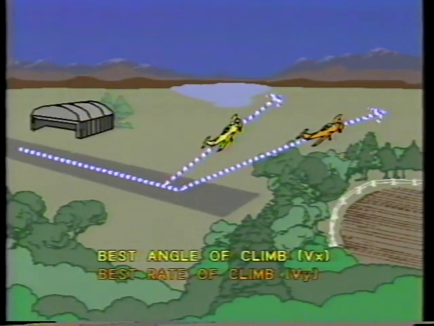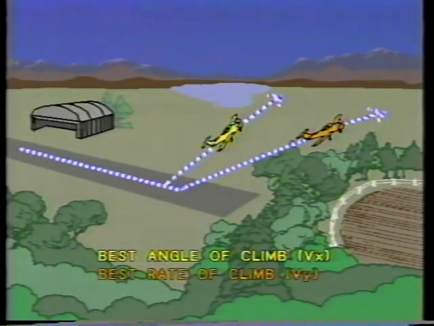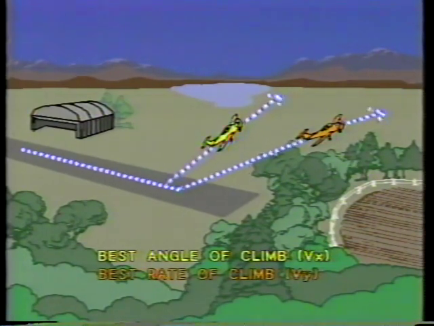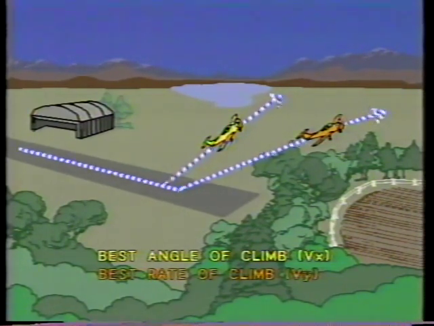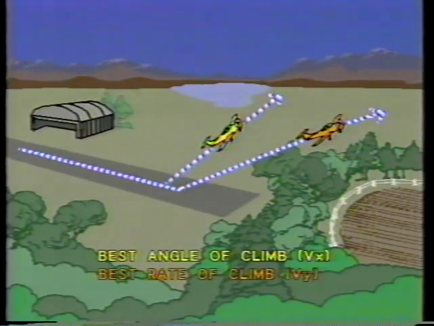But when there are obstacles at the end of a runway, you may elect to use Vx, the best angle of climb speed, so that you gain the greatest altitude before flying over the obstacles. These speeds can be found for any given airplane in the pilot's operating handbook.